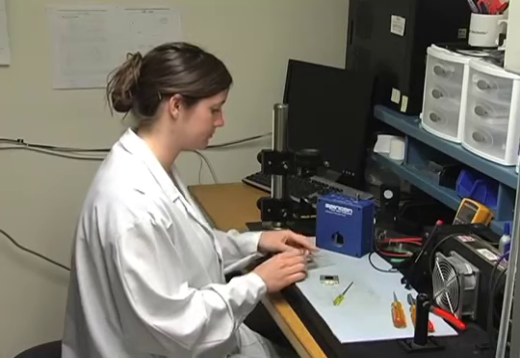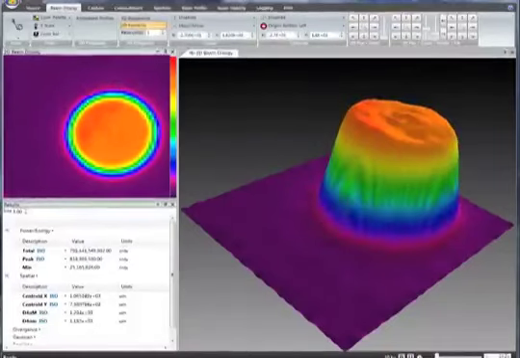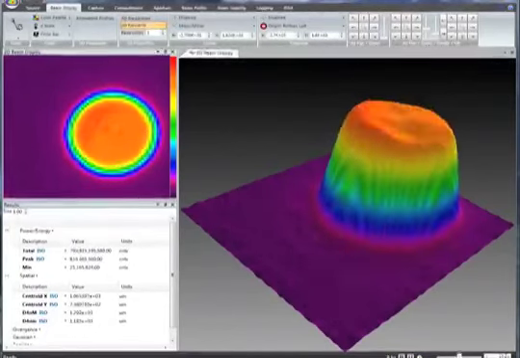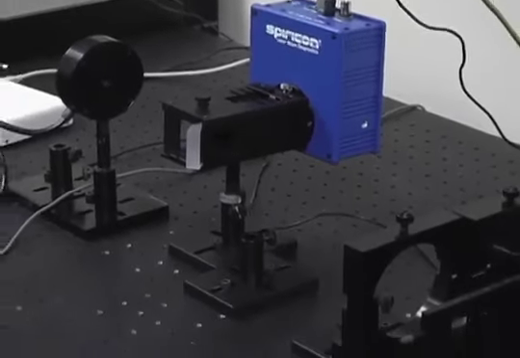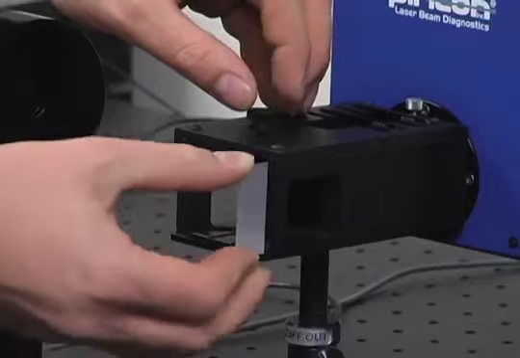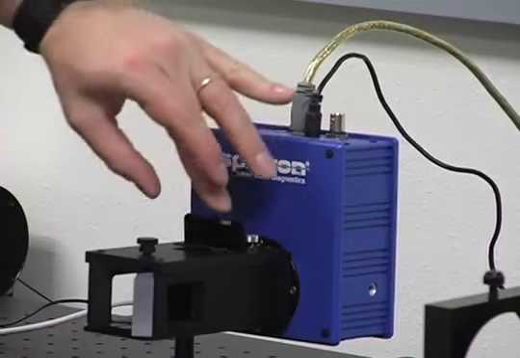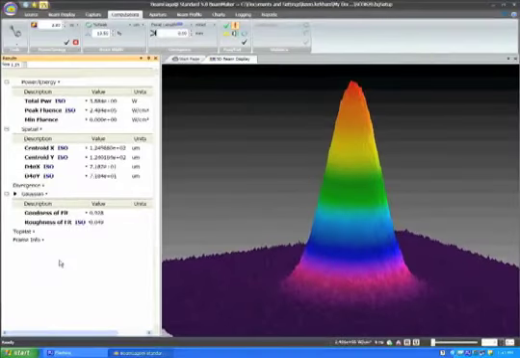Spiricon beam profiling systems use a camera sensor to see the entire beam up to 100 times per second. Spiricon's camera-based beam profilers are placed in line with the laser beam. A sample of the beam is split off, attenuated with filters, and directed onto the sensor. The spatial intensity distribution is read from the camera, and the image is displayed and analyzed by Spiricon's BeamGage software.